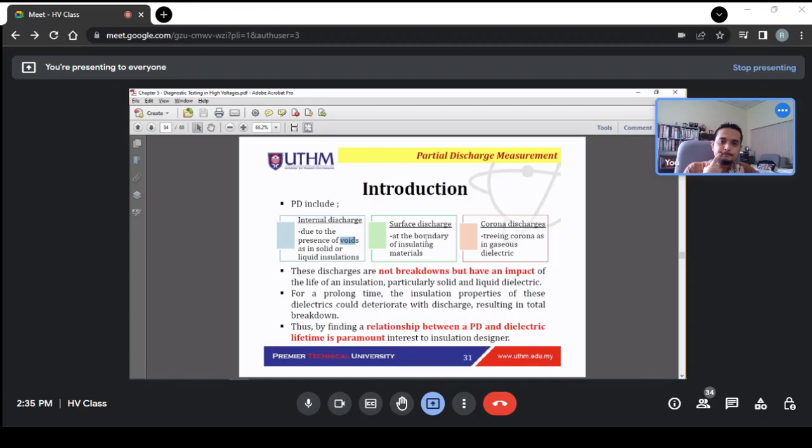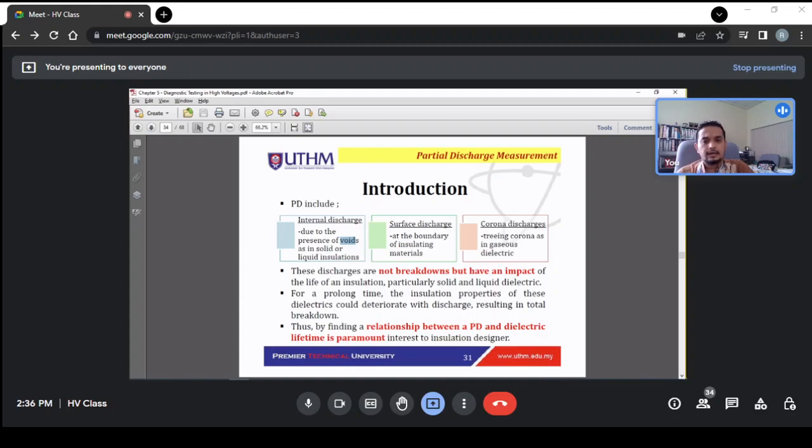And then we also have surface discharge activity. We have two conductors, and there might be a surface discharge activity between these conductors, but it does not lead to the flashover, but it's still corona activity. And last is corona discharge, or treeing corona, as we can see in the gas. Again, partial discharge means it is not the total failure, it's just the initiation of the discharge activity.